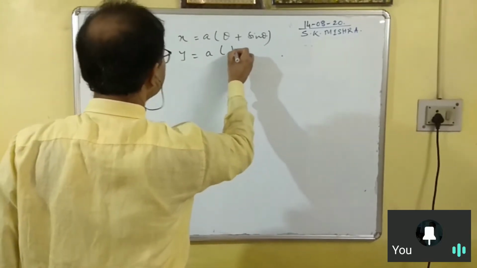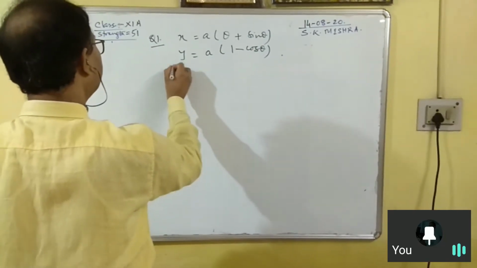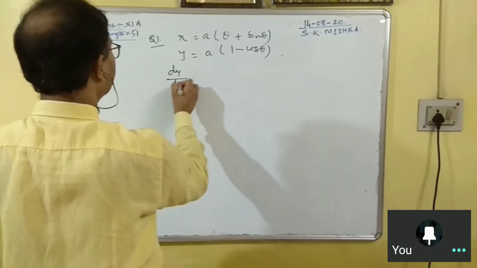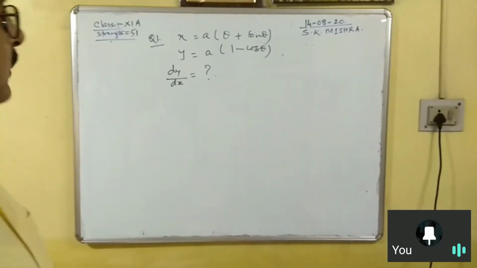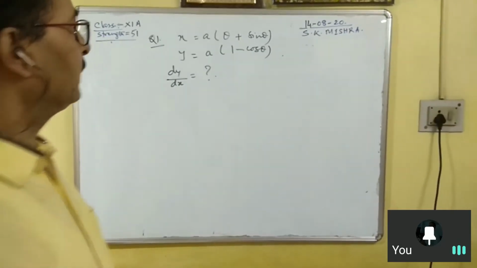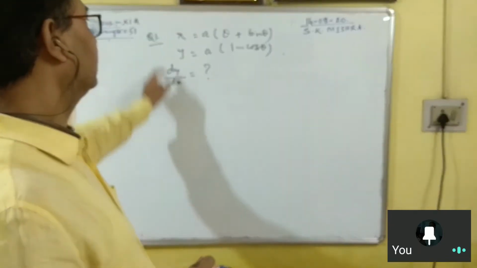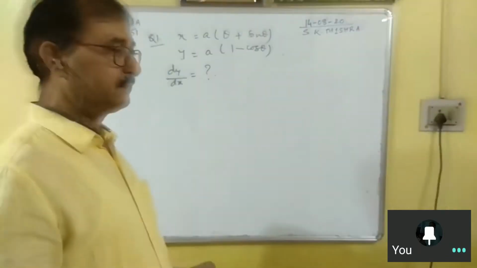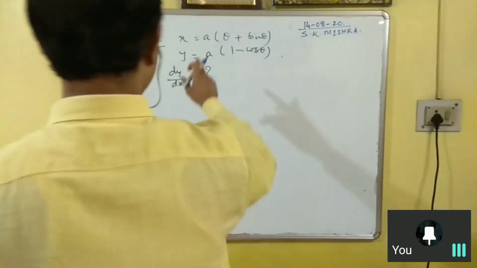1 minus cos theta. You have to find dy by dx. How will you solve this type of problem? If x is equal to a(theta plus sin theta), y equals a(1 minus cos theta), then you have to find dy by dx, I mean differentiation of y with respect to x. So how will you find it?